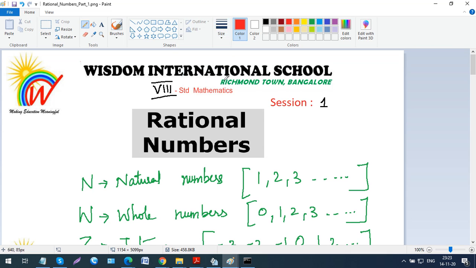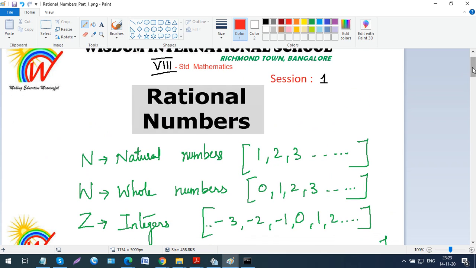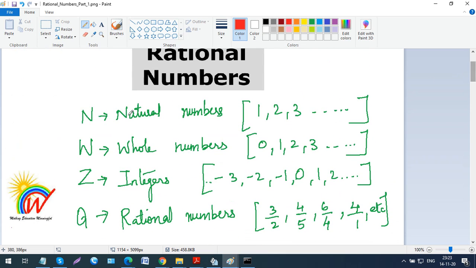Children, we'll start a new chapter today. We are going to learn rational numbers. We have already finished squares and square roots. This is a very simple topic, but it's the basics. You have to learn everything properly to solve more complicated problems in future. First, let's do one small revision.